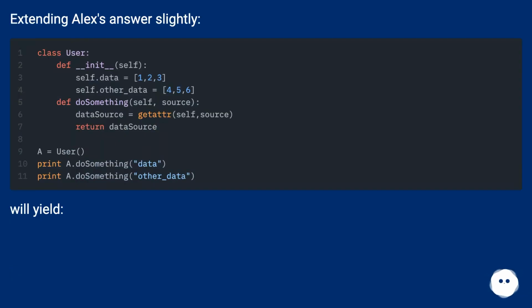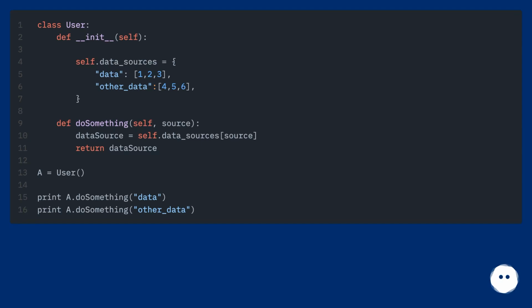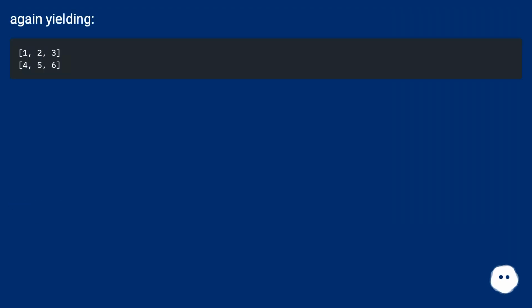Extending Alex's answer slightly, will yield. However, personally I don't think that's great style. getattr will let you access any attribute of the instance, including things like the do_something method itself, or even the __dict__ of the instance. I would suggest that instead you implement a dictionary of data sources, like so. Again yielding.